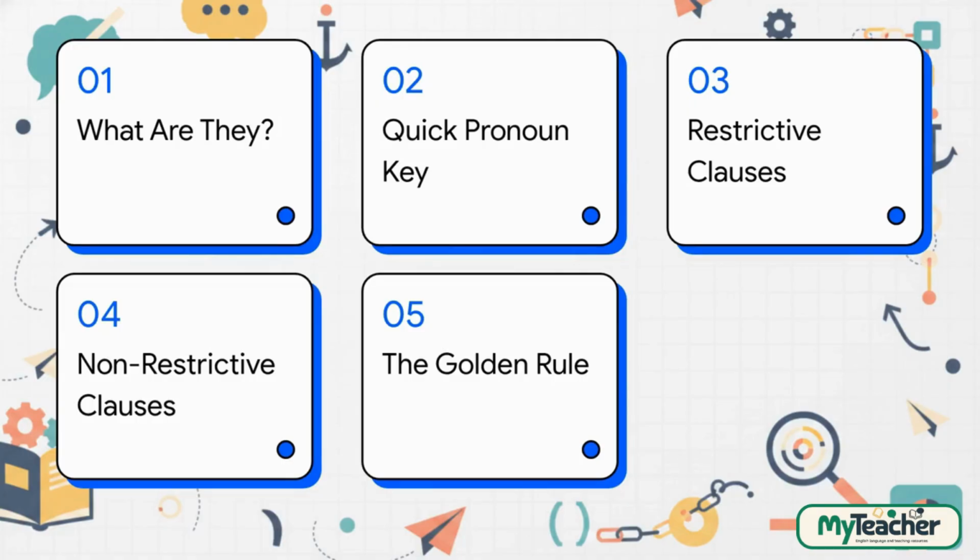Number 1, what are relative clauses? Number 2, the quick pronoun key. Number 3, essential info, also known as restrictive clauses. Number 4, extra details, or non-restrictive clauses. And finally, number 5, the golden rule.